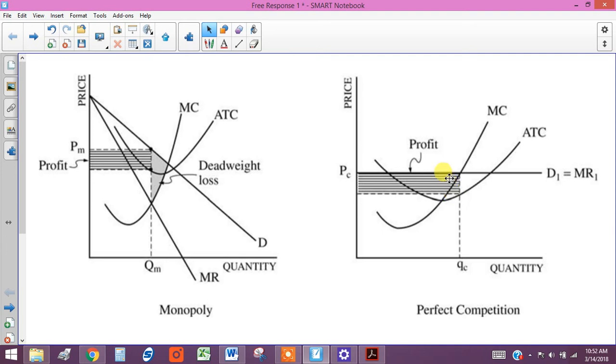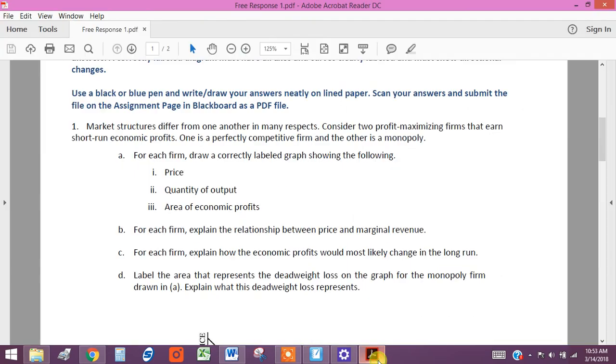Okay. Now, if this firm was actually losing money, if their price was set below average total cost down here, then what would happen is firms would leave the market, shifting this supply curve to the left, which would push the price up to a point where all the firms still in the market would be earning zero economic profit. Okay, so that's that one.